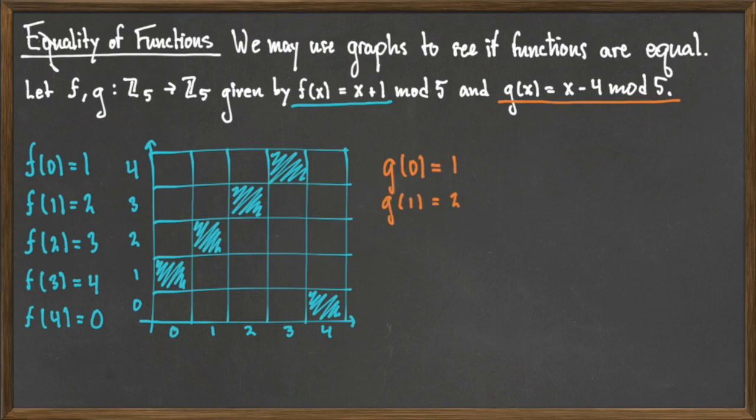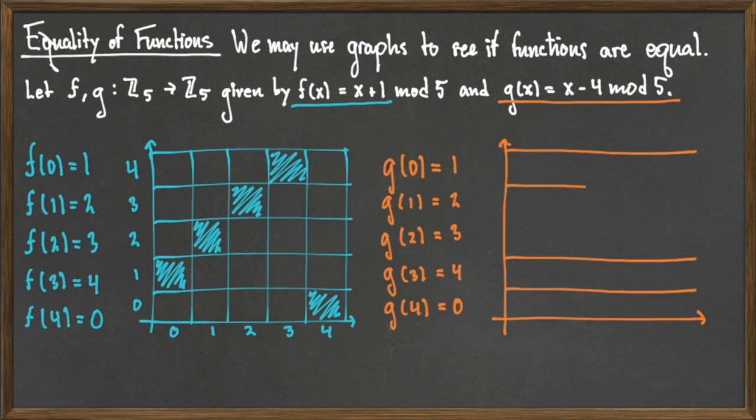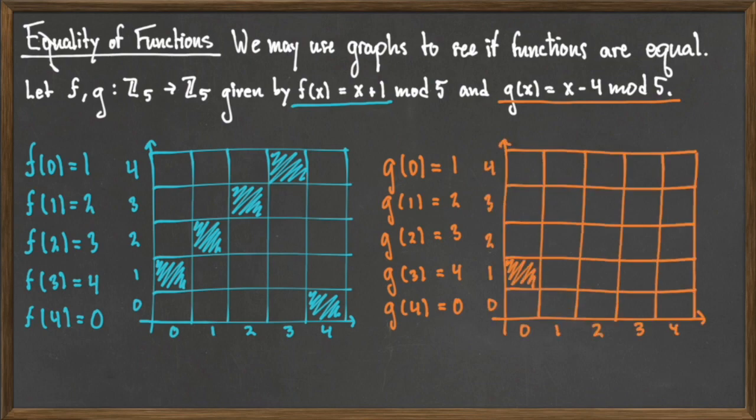I will repeat this process for the function g. Here is the following set of inputs and outputs for g, and just like before, I will graph it in the exact same way. f and g are functions that are defined differently. With f, I add 1 to each input, and with g, I subtract 4 from each input. But even though the arithmetic is different, the graphs of the functions are the same. This tells me that f and g are actually equal as functions.